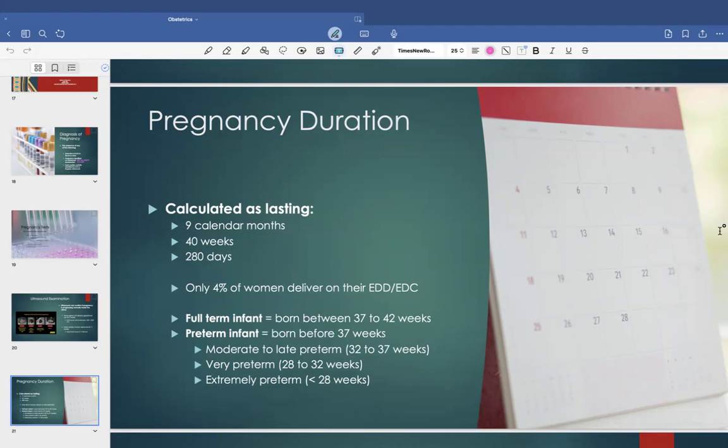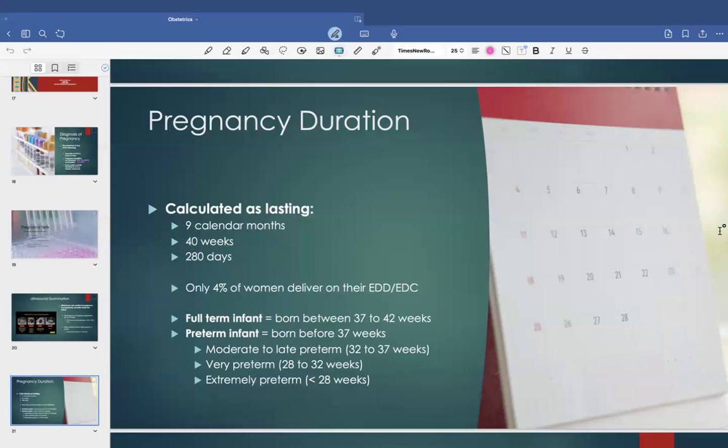Has anybody heard of estimated date of confinement? Anybody know what that means? It's like a medieval term. If you were upper class or royal, they would shuffle the mother off to be with the midwives until it was time to give birth, and even afterwards for rest. So she was just confined to a quarter of the house to rest, which is not something moms get these days. But that's what date of confinement is.